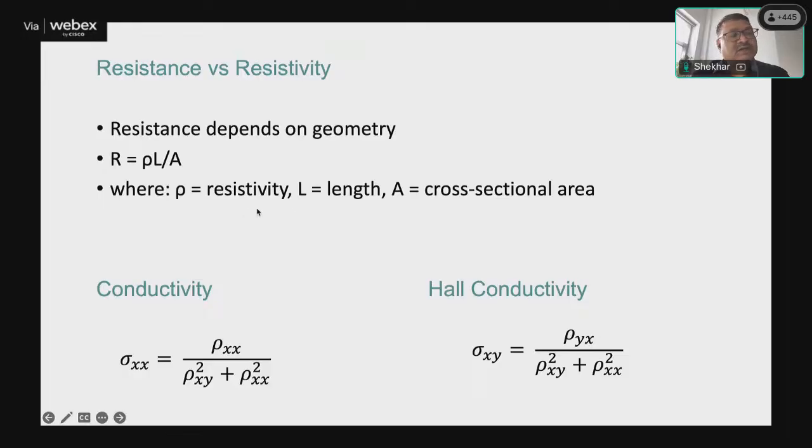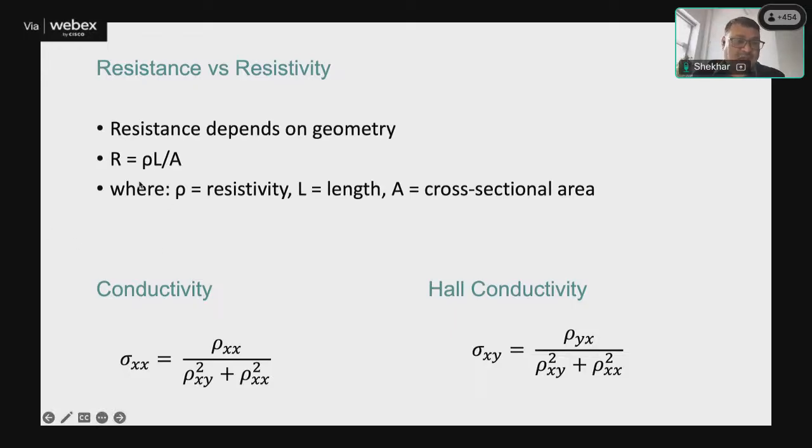Resistivity is the intrinsic property of a material, whereas resistance is the extrinsic property. Intrinsic means it doesn't depend upon the geometry of the sample. But resistance depends upon the geometry of the sample. Here resistance is proportional to the separation between the voltage leads and the area of the cross section. But resistivity is independent of the shape and size of the sample.